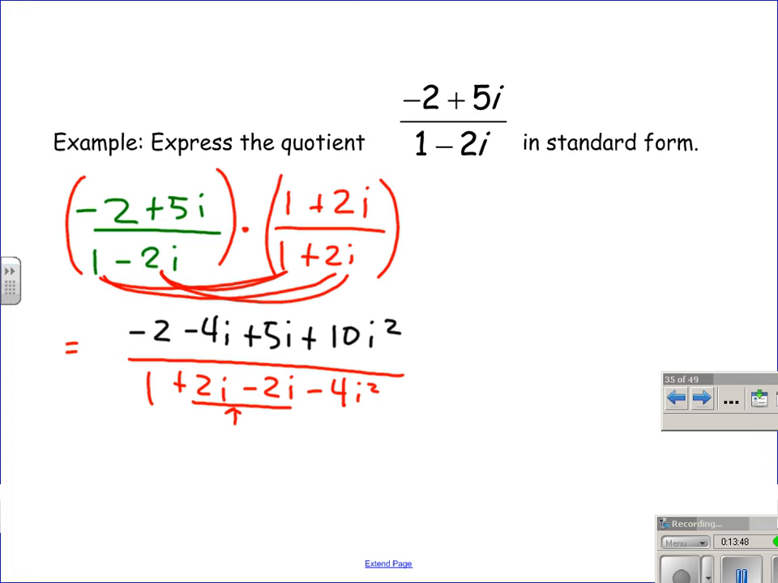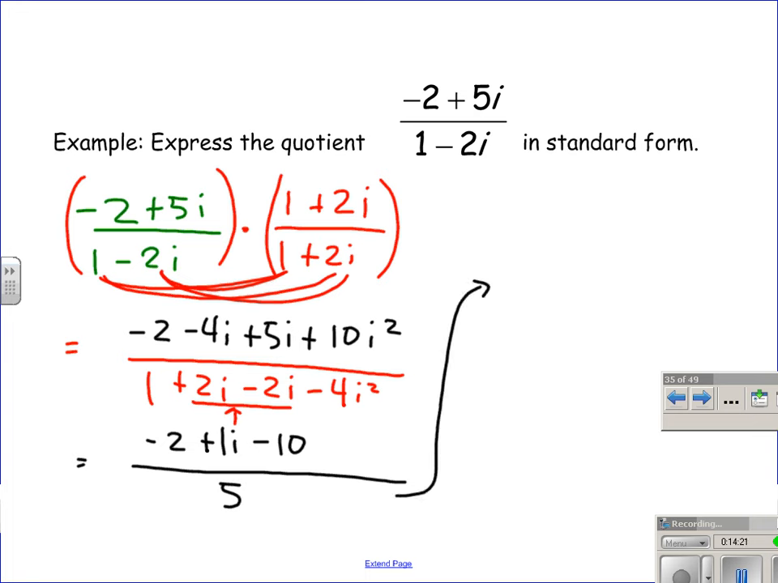Okay, and I just need to go through and simplify this. Let's simplify the numerator first. In my numerator, I'm going to end up with negative 2 plus i, or 1i. And then the 10i squared is going to simplify to negative 10 because i squared is negative 1. And then in my denominator, I'm just going to have the 1 minus the 4i squared, and i squared is negative 1, so that's going to give me a 5 in my denominator.